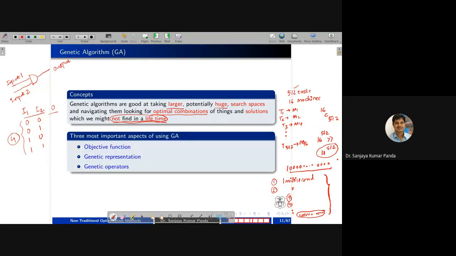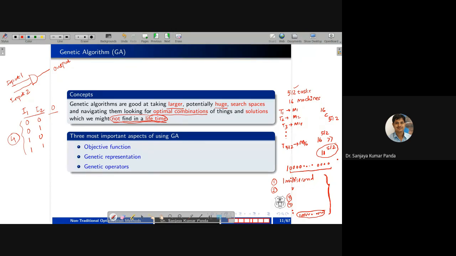So in that case, you should not apply the genetic algorithm because your search space is very small. If the search space is very large, then only you should apply genetic algorithm. Otherwise, you should not consider genetic algorithm as part of the solution. Just because others are applying genetic algorithm, you should not apply it to your particular research problem.